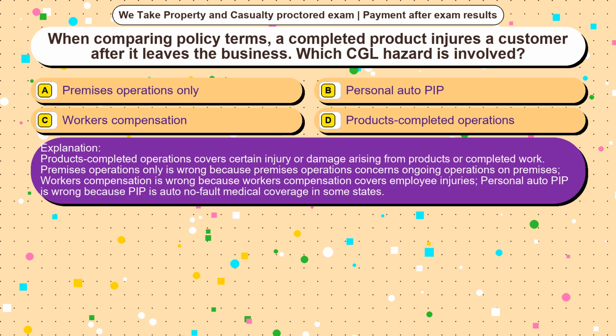Products completed operations covers certain injury or damage arising from products or completed work. Premises operations only is wrong because premises operations concerns ongoing operations on premises. Workers' compensation is wrong because workers' compensation covers employee injuries. Personal auto PIP is wrong because PIP is auto no-fault medical coverage in some states.